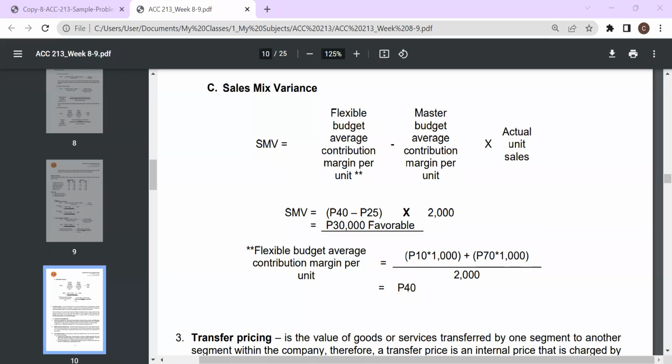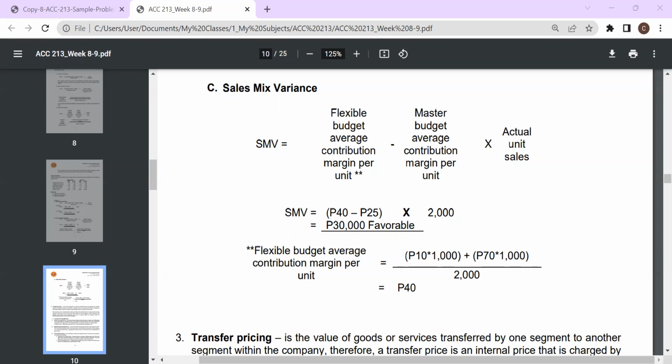Let us have another problem in evaluating a revenue center. So we have here a company's actual and budgeted sales and expenses data for April as follows. So we have two products here. You have product Zim and product Zoom. So these are the actual data. Whereas, ito naman yung budgeted natin na data.